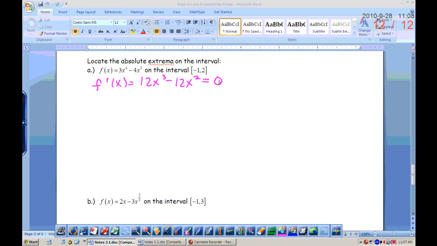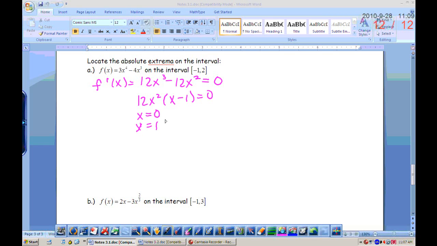Yes, we do get to factor. So if I want to solve this equation for x, what could I factor out? 12x squared. And I'm left with x minus 1. So my critical numbers are x equals 0 and x equals 1.